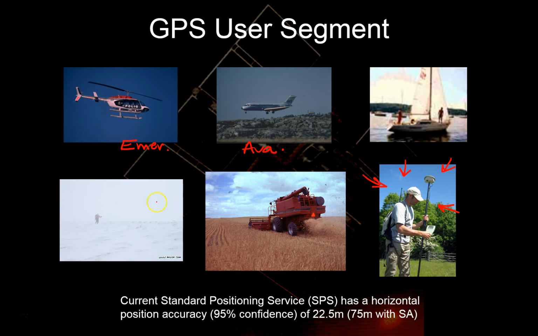This one and this one are along the same lines. Let's just call it recreation. Okay, you want to sail around the world? Well, you're probably going to want to have a GPS receiver to do that. You want to ski to the North Pole? Well, you're probably going to have a GPS receiver to do that.